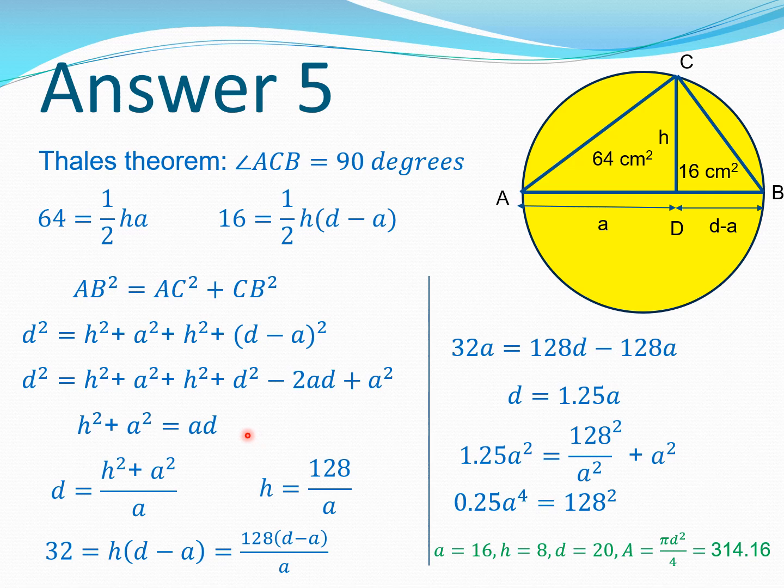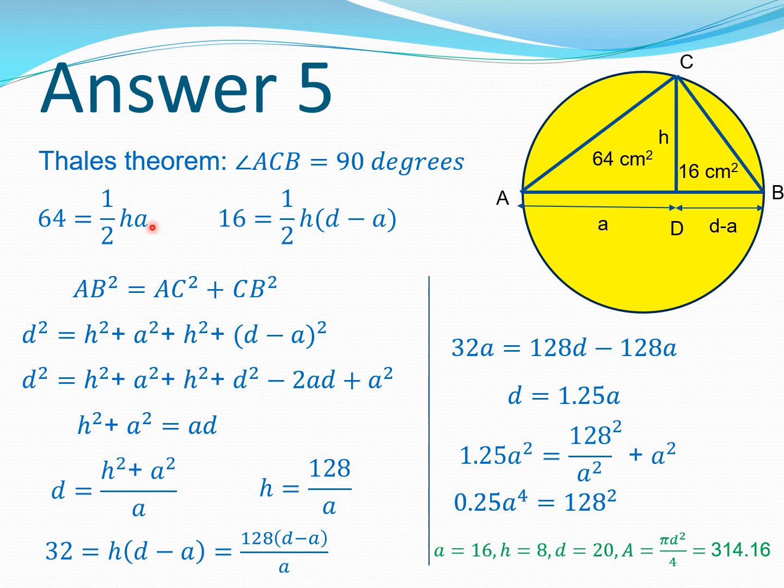Now what I have to do is to solve this equation, and this equation, and then I should be able to get h, a, and d and solve this problem. So let's start by looking at this equation here. I can write it as d is (h square plus a square) by a. We are going to come back to this equation after a few steps.